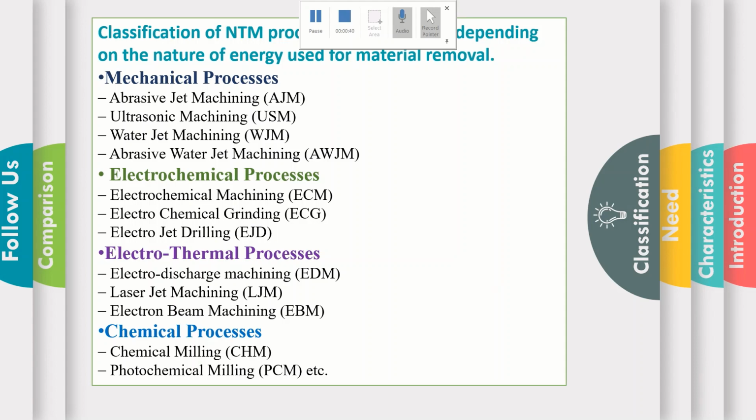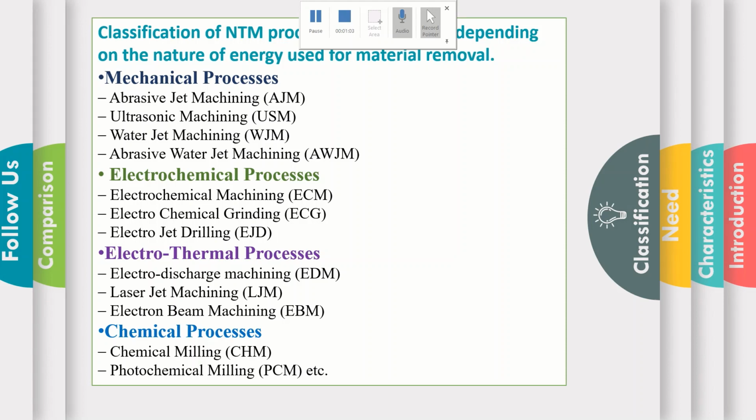First is abrasive jet machining, that is AJM. Second is ultrasonic machining, USM. Third is water jet machining, WJM. And fourth one, abrasive water jet machining, AWJM. These are the mechanical energy based NTM processes.